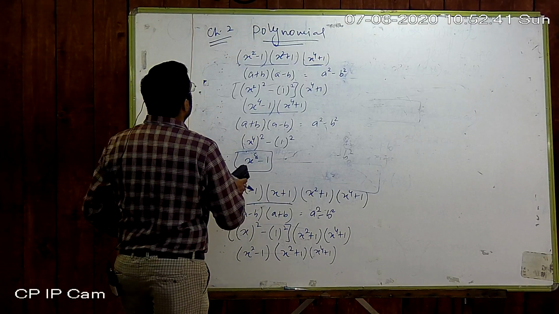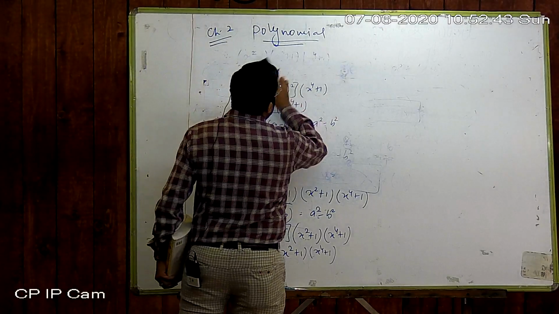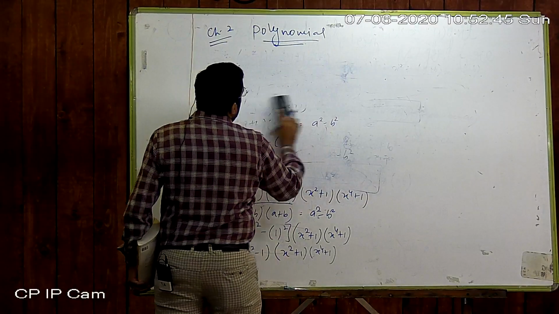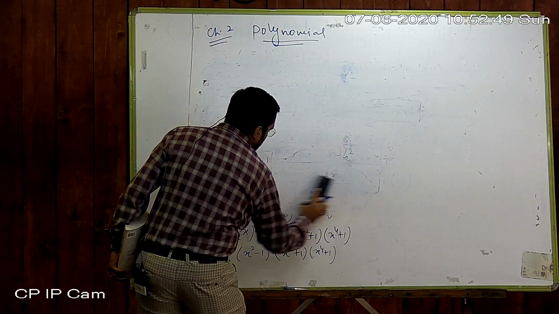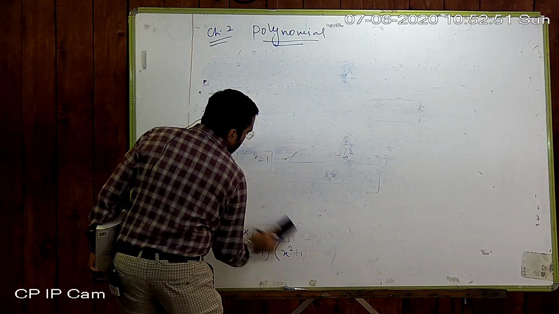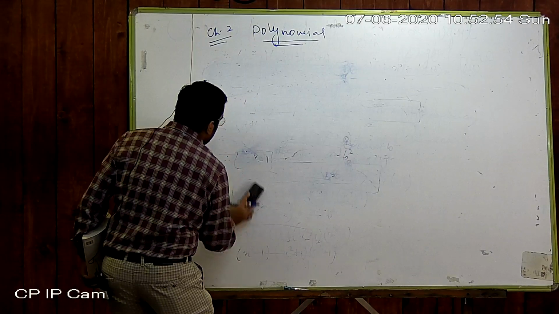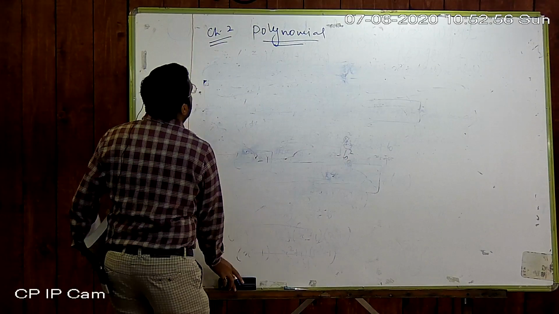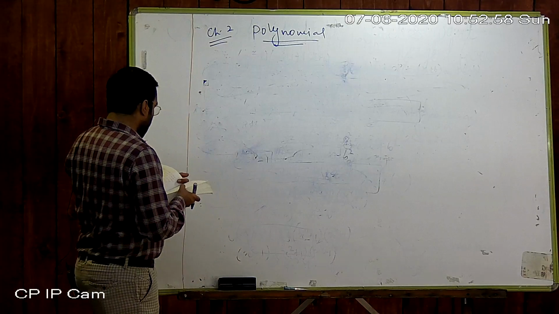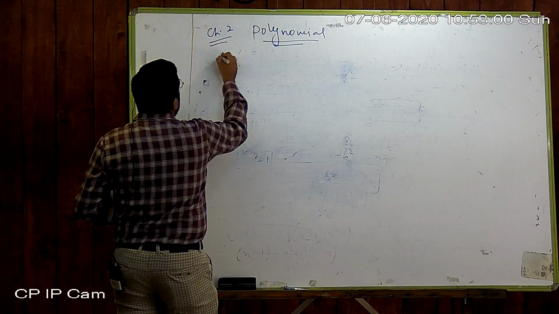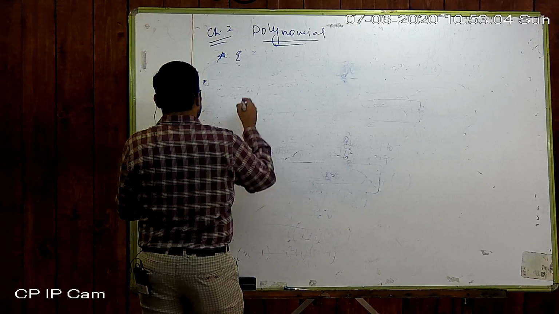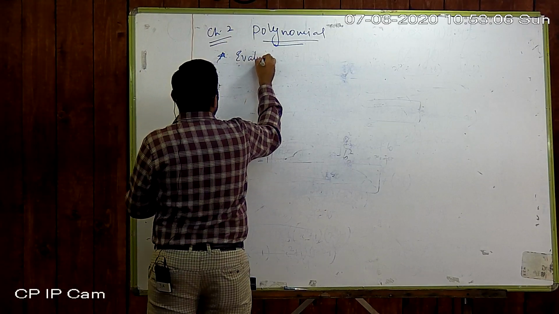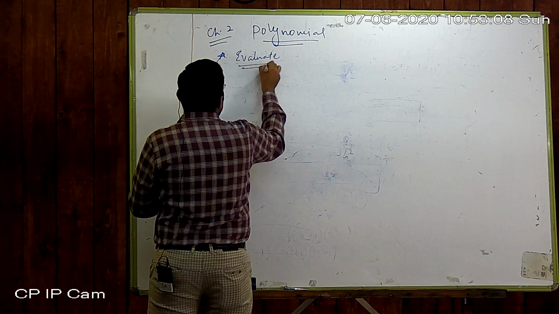Now we can use numerical values to solve all of these types of sums. Using these different identities we can solve numerical values. Okay, then I'll write the topic: evaluate the following sums.